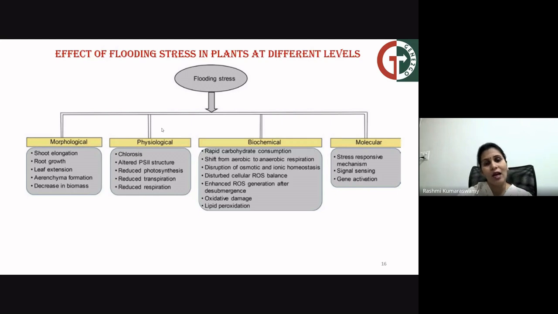It will create anoxia and hypoxia conditions in the plant, which will induce ethylene production. This ethylene production will induce the senescence genes. This leads to the senescence of the plant. Ultimately, it will lead to the death of the plant. So these are some of the effects of flooding stress at different levels.